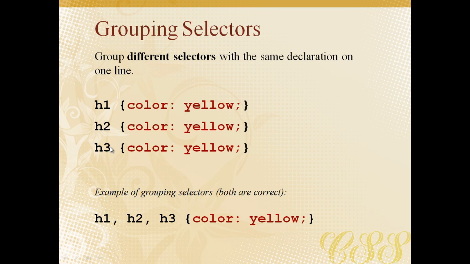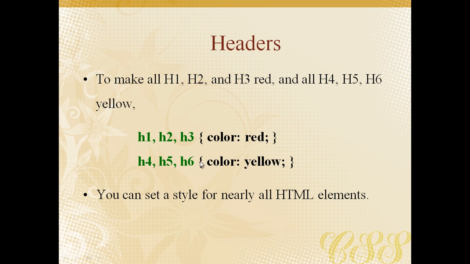Now this is a different example where you have different selectors but the declaration is the same. In that case, you can combine all the selectors like this: h1 comma h2 comma h3, then you have the declaration. This comma must be there to say that all these h1, h2, h3 have the same declaration. Now see, h1, h2, h3 are red and h4, h5, h6 are yellow. In that case, we can define a rule like this.